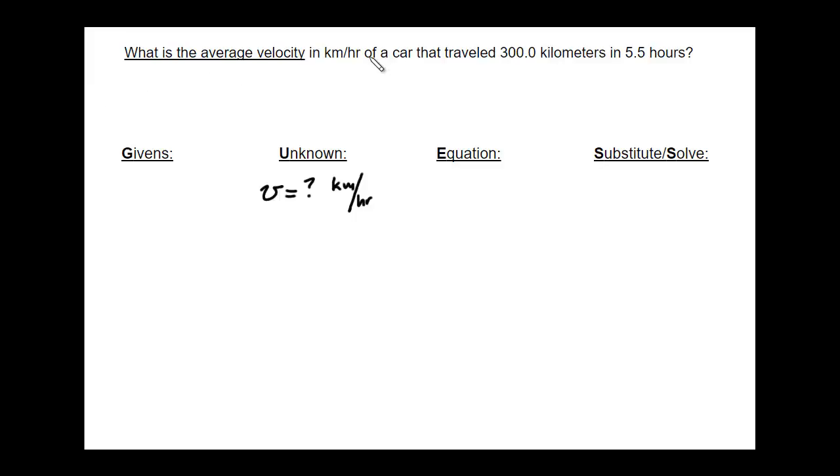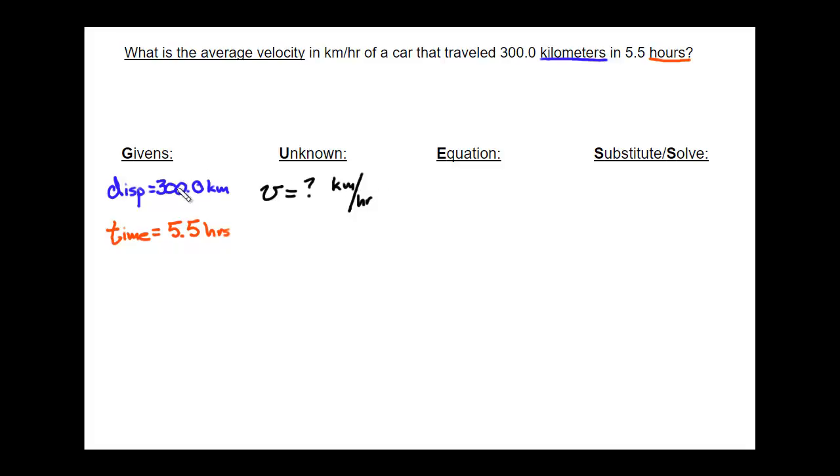Next, of a car that traveled 300 kilometers. So once again, there's a unit, and that helps me figure out that that is a displacement, and it is in the unit kilometers. Good. And then in 5.5 hours. Hours is a measurement of time, and that equals 5.5, and I'm going to represent it as 5.5 hrs.